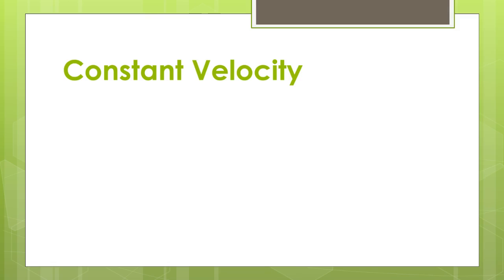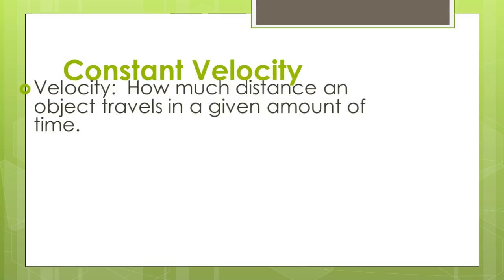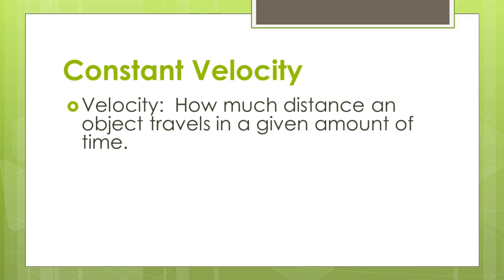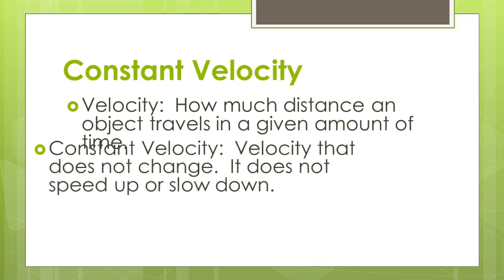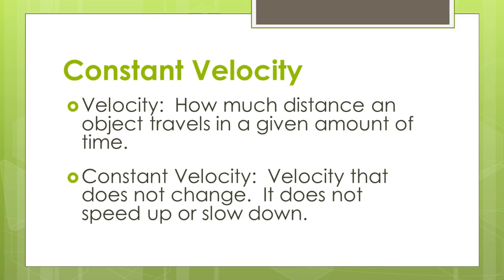To reiterate the two terms that we learned for our pre-lab, we've talked about velocity, which is how much distance an object travels in a given amount of time. The velocity not only tells the amount of distance or displacement that an object has traveled, but the direction, forwards, backwards, etc. A constant velocity is one velocity that does not change. It stays the same. There's no speeding up, no slowing down. This is like cruise control on a car.